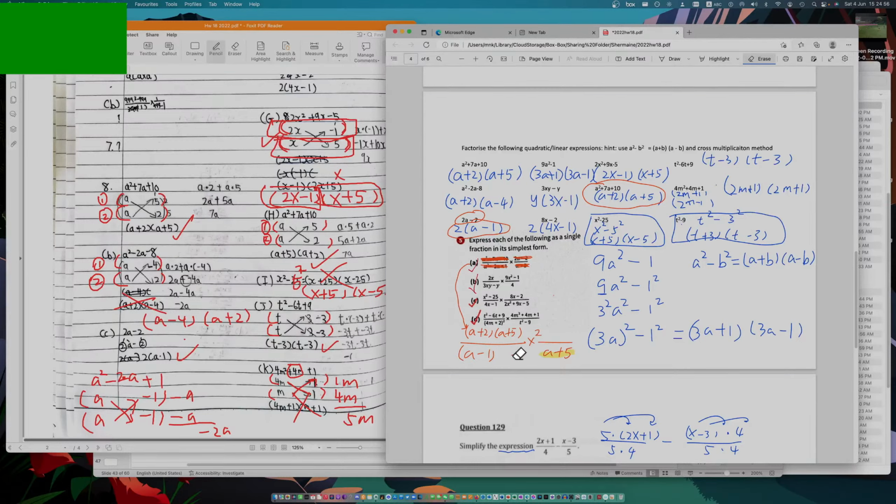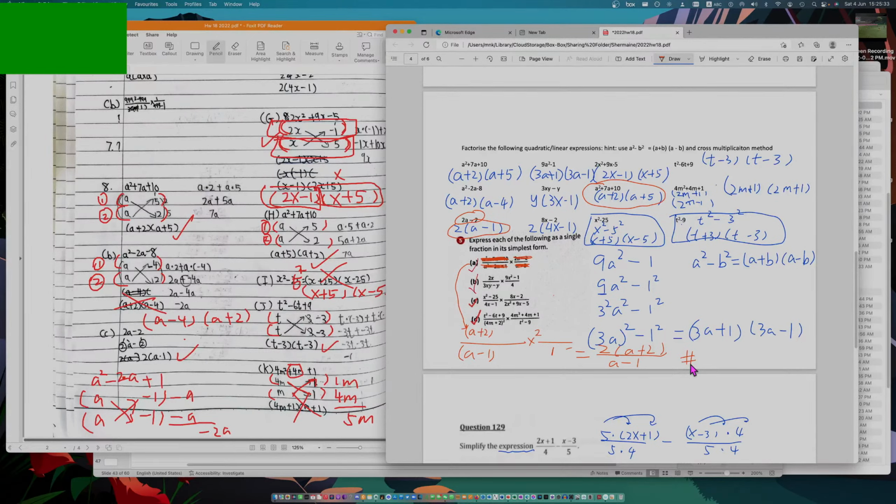Can you see a plus 5 also? Can you see the a plus 5 also? Yeah. So what you end up with? So you end up with 2 times the above, 2 times a plus 2 above. What is below? A minus 1. This one nothing means 1. So this is the answer for a.